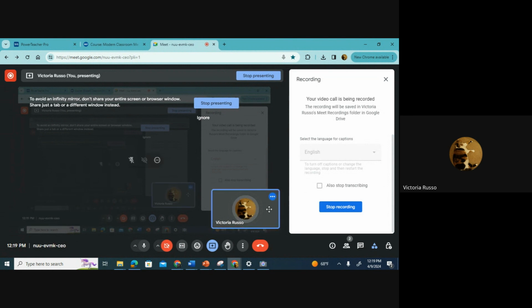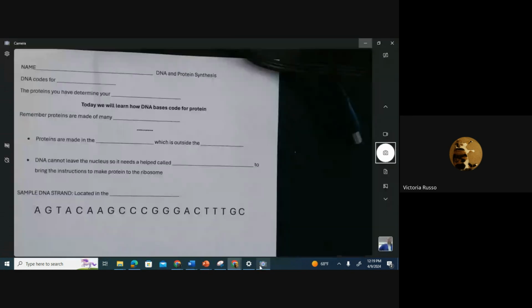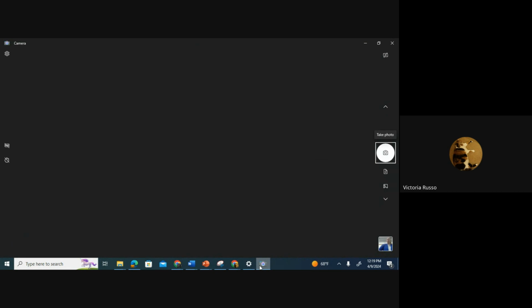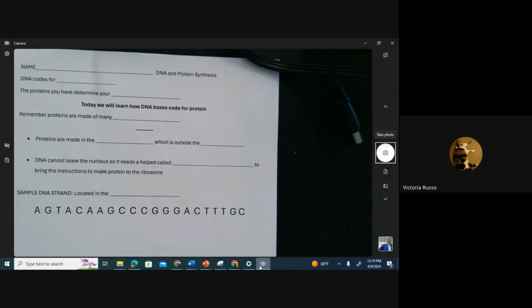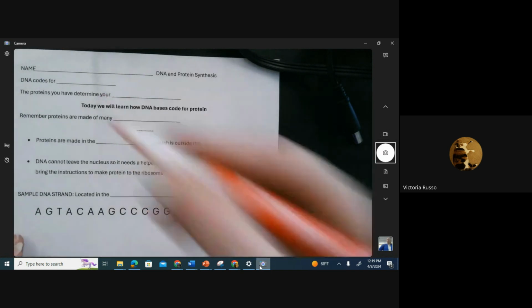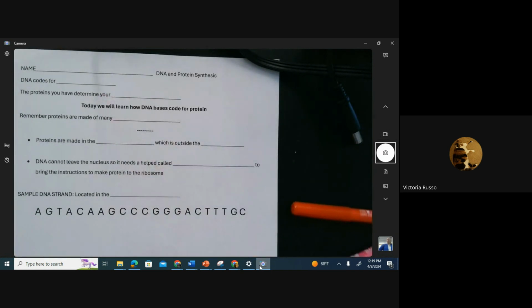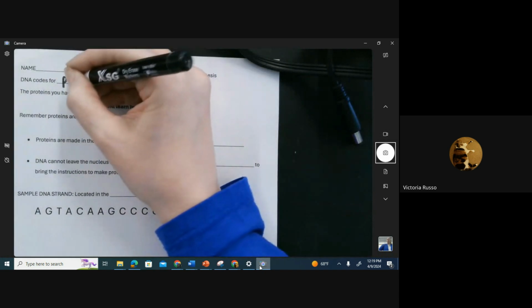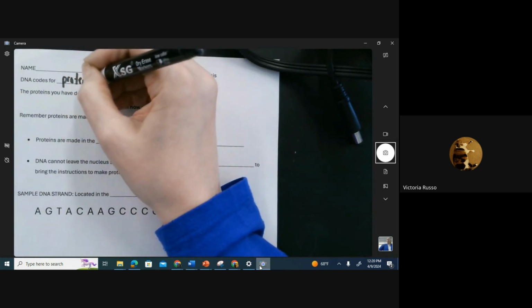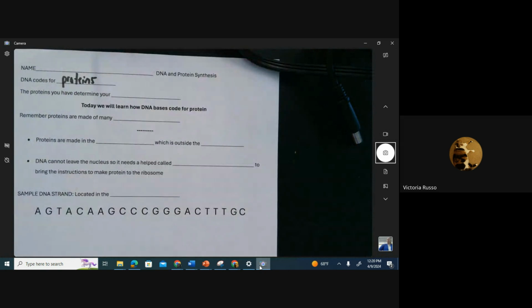Hello, everyone. Today's lesson is going to be about what DNA codes for. We've been learning a lot about the structure of DNA, but DNA codes for proteins, and the proteins that you have determine your traits.